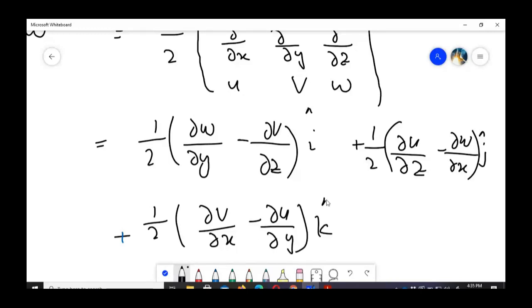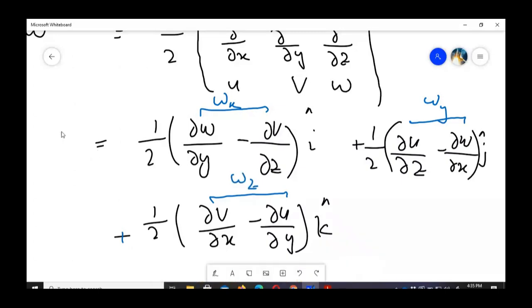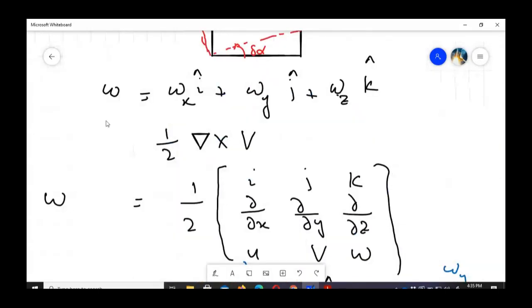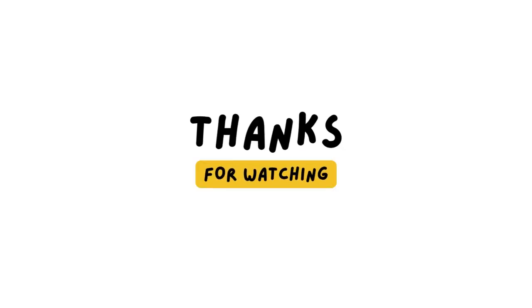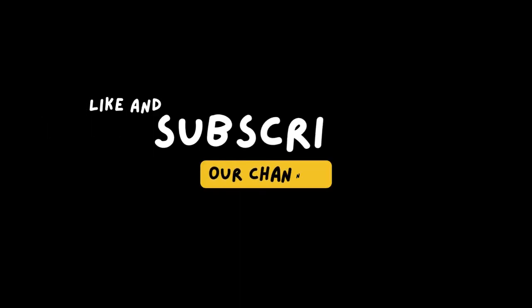Okay. So now what is this? This is ωx, this is ωy, and this is ωz. Okay. So if you remember this, that omega, or we call it rotation omega, that is half curl of velocity field. कर्ल कैसे निकालते हैं वो, उसके लिए ये मेथड है i j k. So I hope that today's lecture was understandable to certain extent.